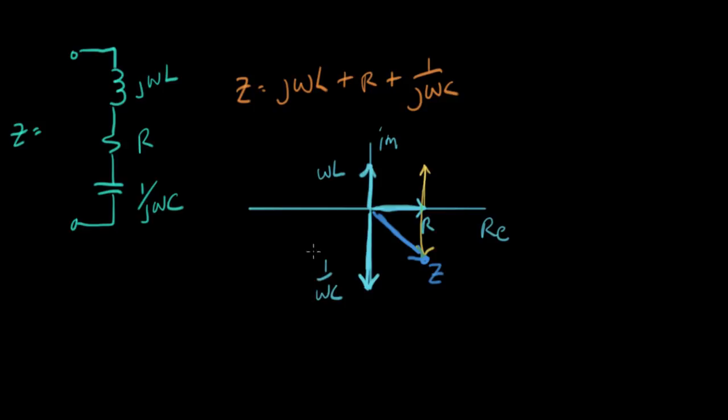And you see, as we change omega, different things happen, and we can basically move this point around. Moving this point around with frequency is basically the essence of AC analysis.